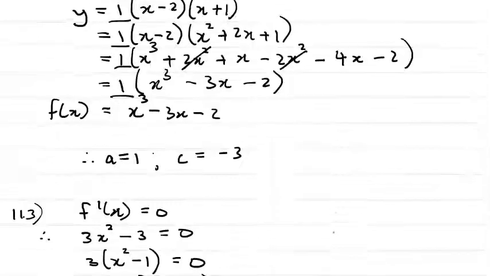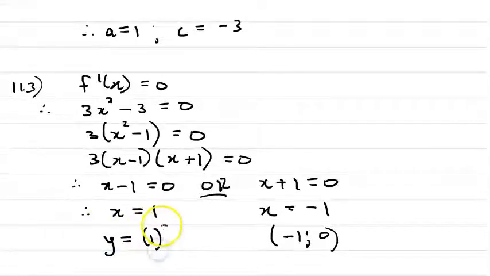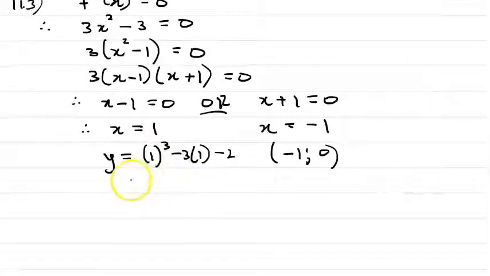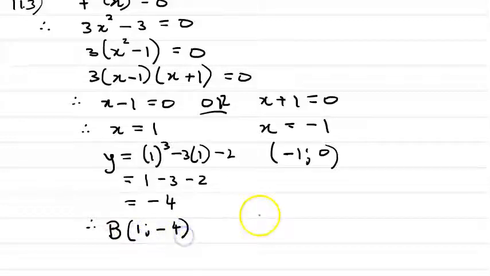So all we need to do now is substitute back into the original equation. So y equals, the original equation is 1 cubed minus 3 times 1 minus 2. And that will give us 1 cubed is 1, minus 3, minus 2. 1 minus 3 is minus 2, and minus 2 is minus 4. Therefore, B is 1 and negative 4.